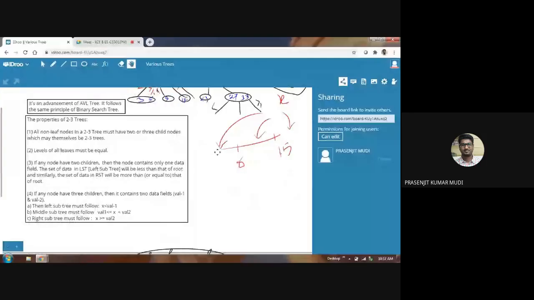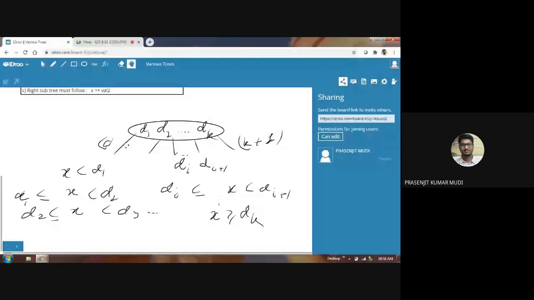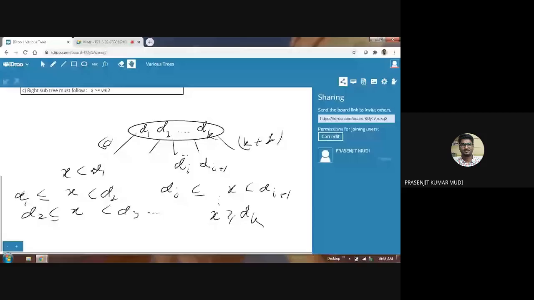So this we have understood. For data fields D1, D2 to Dk, this node will accommodate exactly k plus one children, so k plus one branches. The first branch will follow x less than D1, and the last branch should follow the policy x greater than or equal to Dk. So this is the thing.